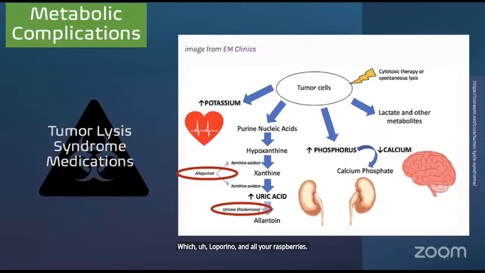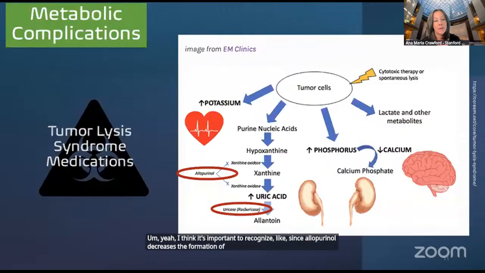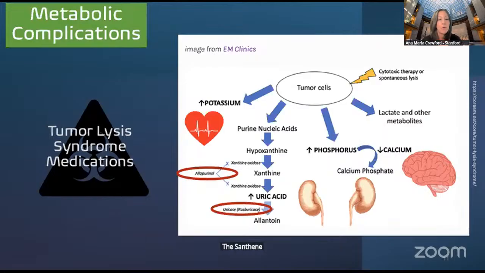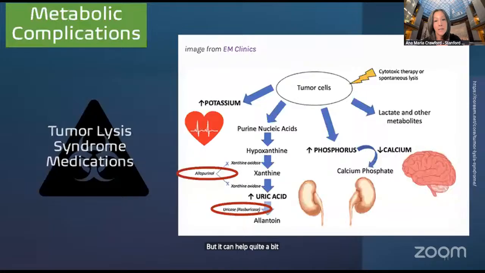Thank you. I think it's important to recognize that since allopurinol decreases the formation of uric acid, it decreases it from the xanthine to hypoxanthine. It can decrease the production of uric acid, but it doesn't necessarily decrease the uric acid levels that are already present. But it can help quite a bit, and it's very inexpensive. So allopurinol can translate to about $1 per tablet, or $30 per month, or $365 per year.